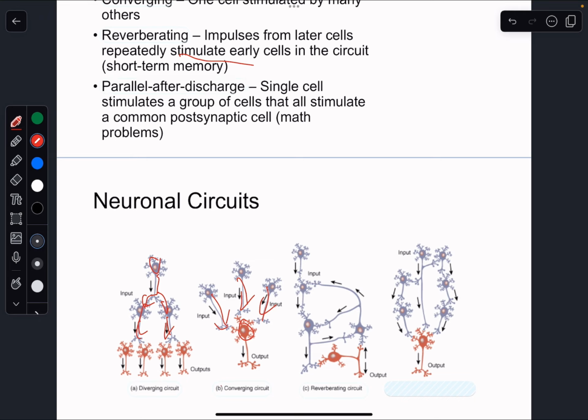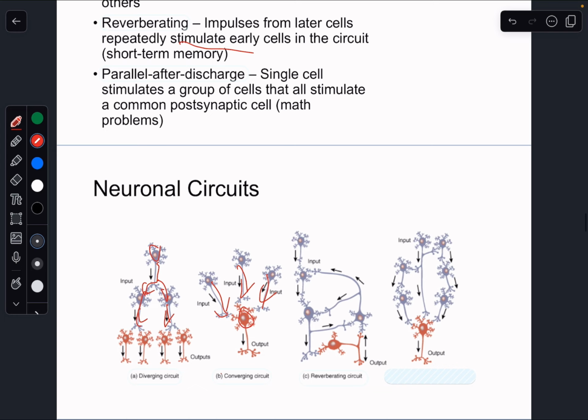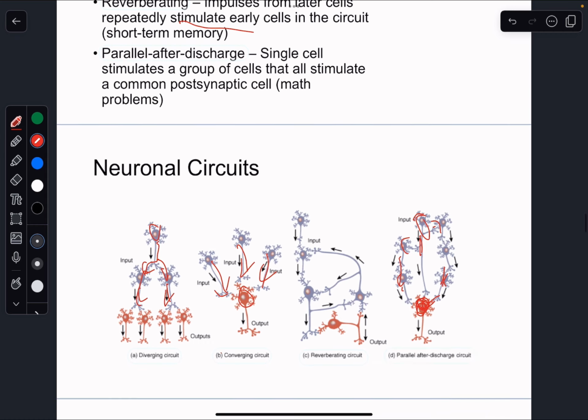Moving on. Parallel after discharge. A single cell stimulates a group of cells that all stimulate a common postsynaptic cell. Okay. A single cell that stimulates a group of cells right here, that all stimulate a common postsynaptic cell. This is the postsynaptic cell. And that right there is the parallel after discharge circuit.